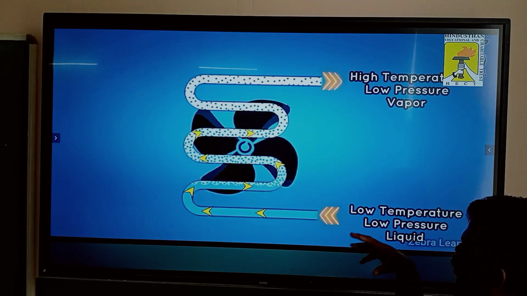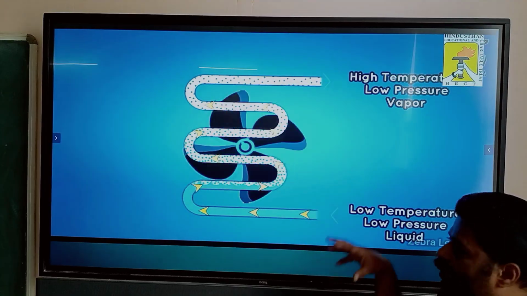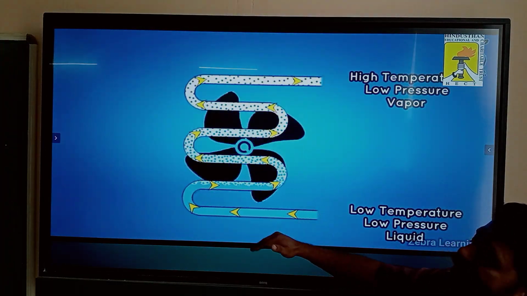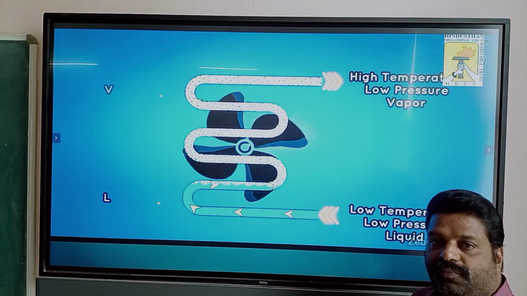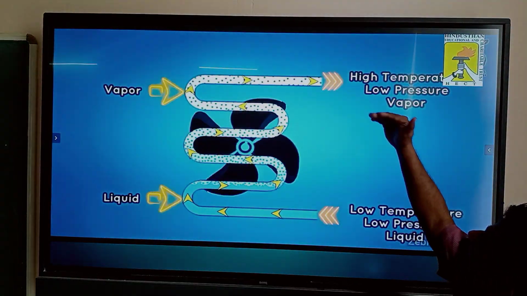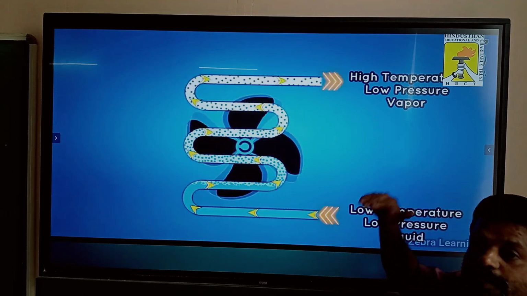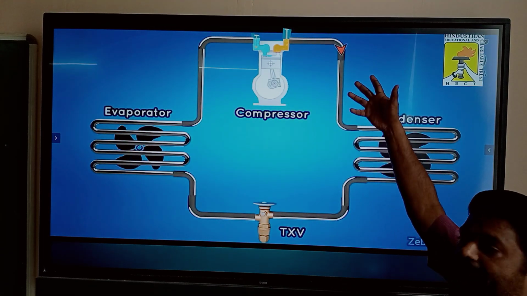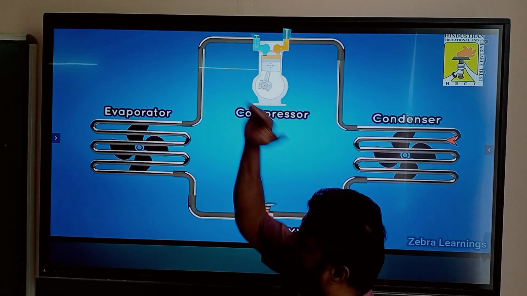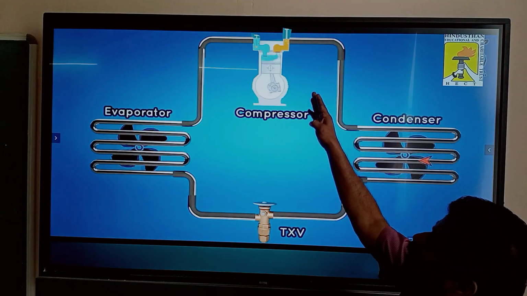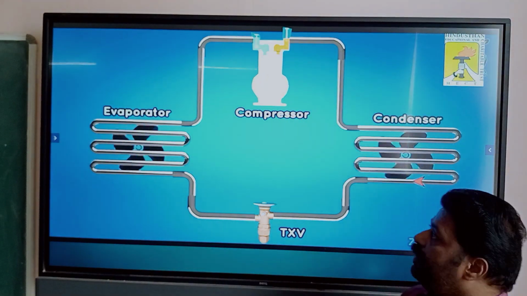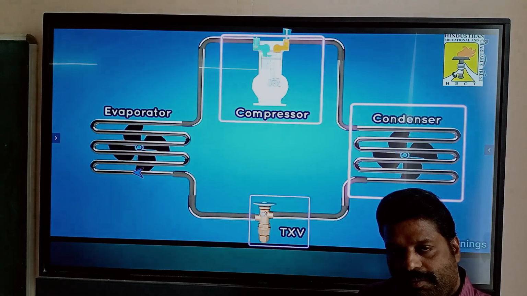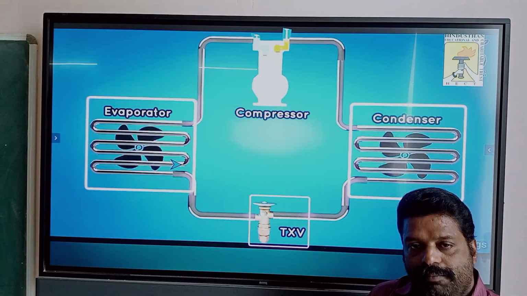The liquid refrigerant in the evaporator is at very low temperature, so it absorbs heat from the evaporating area. Heat absorbed means the liquid is converted to vapor. The temperature increases slightly, giving high temperature, low pressure vapor. Again it passes to the compressor and the cycle is repeated. That is the working principle of the vapor compression refrigeration system.